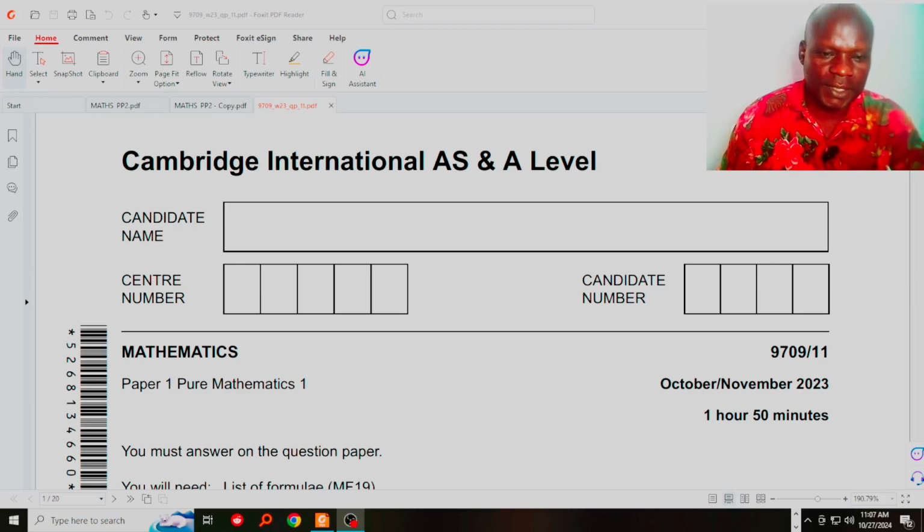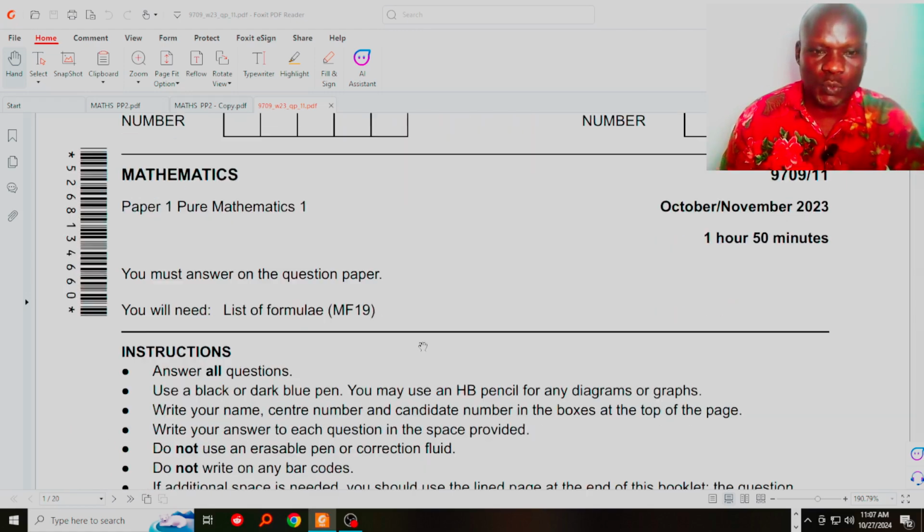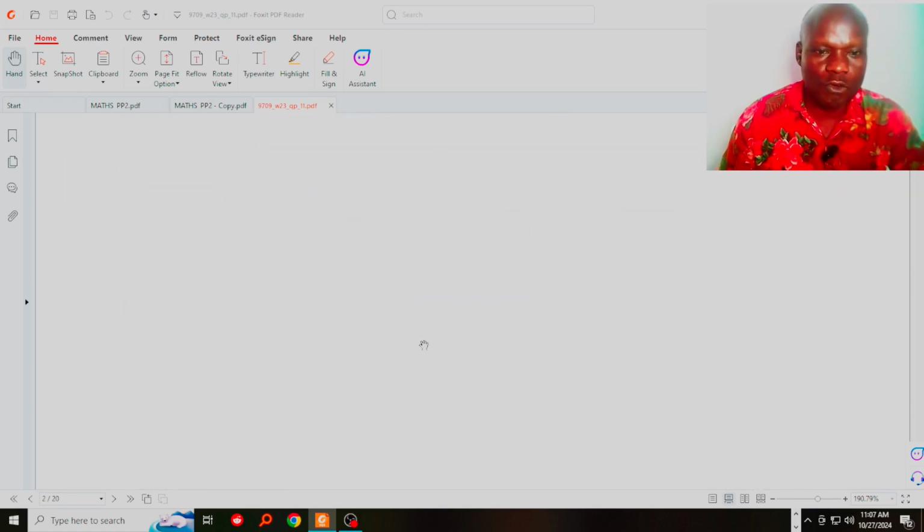Now, let's look at this question, which comes from the Cambridge International Advanced Subsidiary and Advanced Level. The paper is 9709/11, Pure Mathematics 1, Paper 1, taken in November 2023. We are considering the topic of functions, and that particular question is tested in question 4.